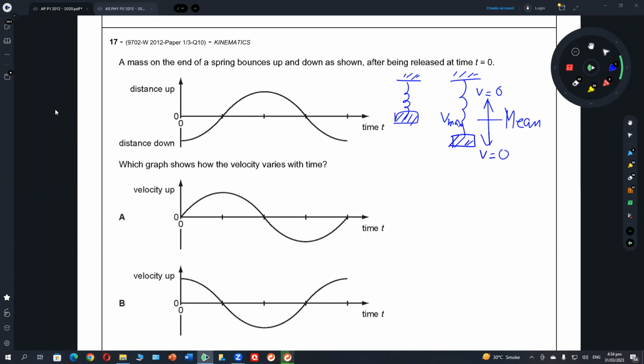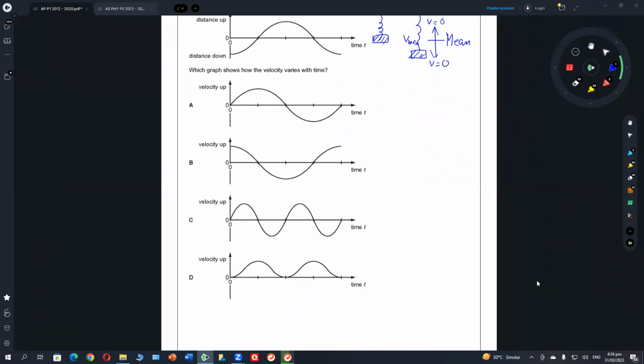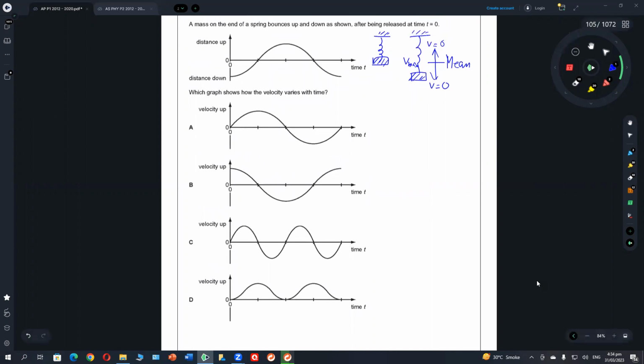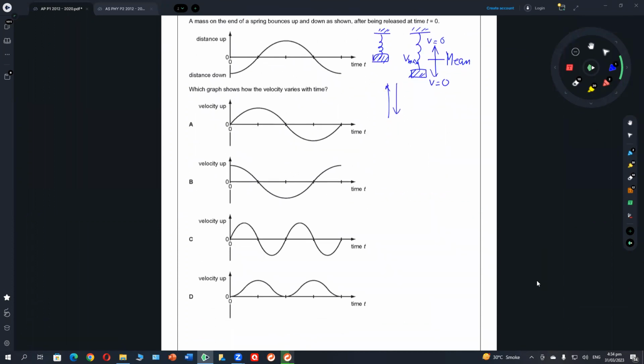He's making a displacement-time graph and asking you to convert it into a velocity-time graph. Now the question comes: the object is moving up and down. The object is going down, going up. So do you think velocity should take a negative sign also? Yes, it will also take a negative sign. The object is going up and down. Yes, it's the same case as the previous question. If I take this as plus, then this would be minus.